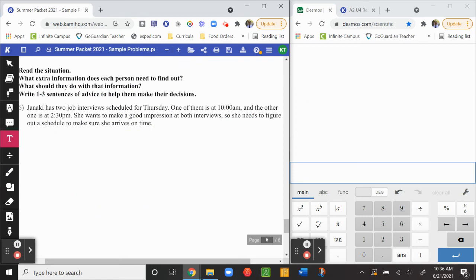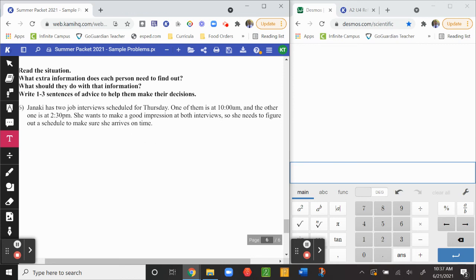In this final type of problem, you're going to read a real-world situation and try to give advice. Think about what extra information each person needs to find out. Think about what they should do with that information. Then write 1 to 3 sentences of advice to help them make their decisions. So here's Janaki's problem. Janaki has 2 job interviews scheduled for Thursday. One of them is at 10 a.m. and the other one is at 2:30 p.m. She wants to make a good impression at both interviews, so she needs to figure out a schedule to make sure she arrives on time.